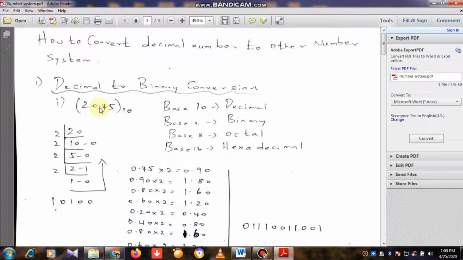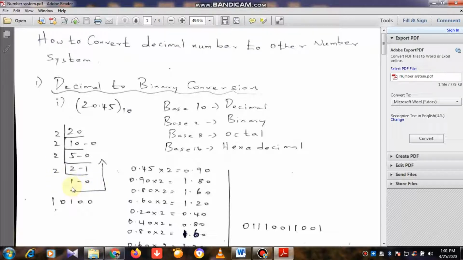I'm supposed to take the number that is present in front of this decimal point, 20. 20 is greater than 2, so I have to divide it by 2. There is no remainder for this, so I put 0. And 10 is also greater than 2, so I divide it by 2. The process is going on. Here I'm supposed to divide 5 by 2. You get 2 and the remainder is 1. And for 2 divided by 2, I get 1 and the remainder is 0.